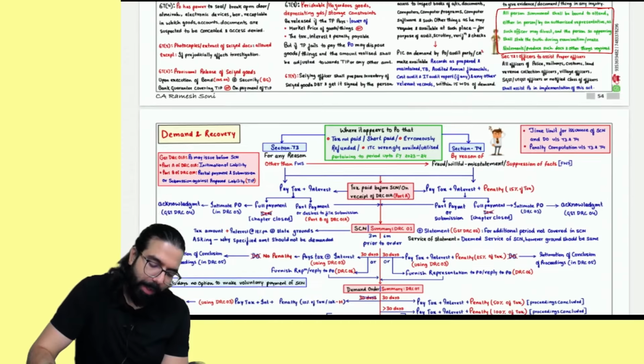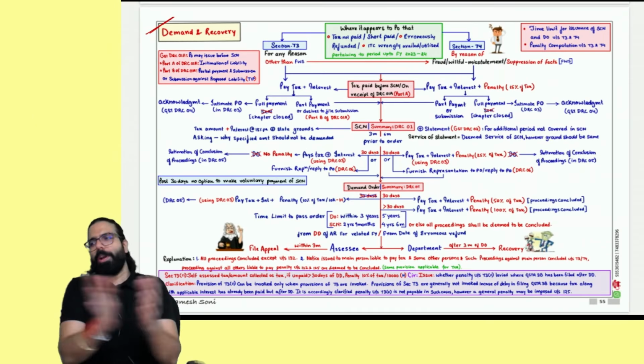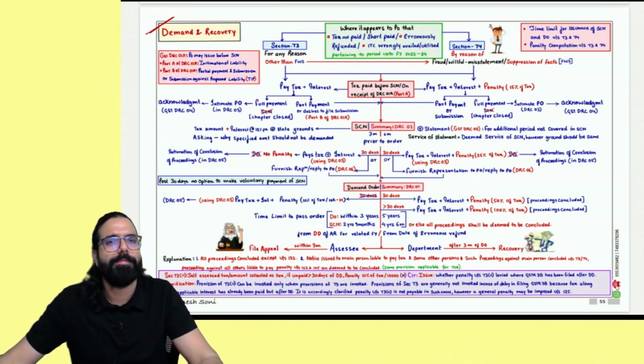Okay, sir. Now a very, very important amendment, which is in the demand and recovery chapter, which we'll go ahead and understand. But first I want everyone to tell me, are we all 100% clear till here?